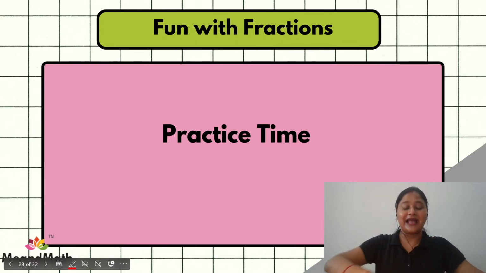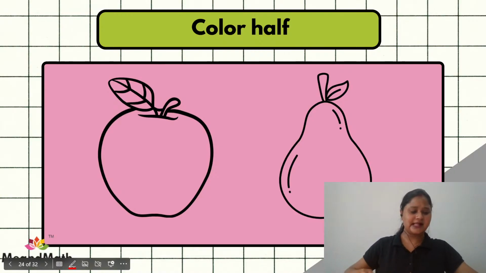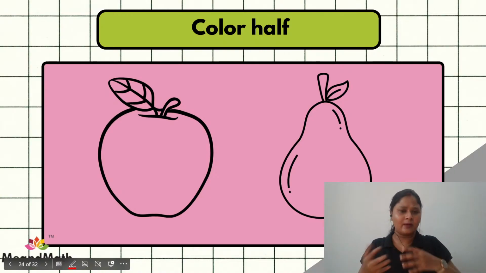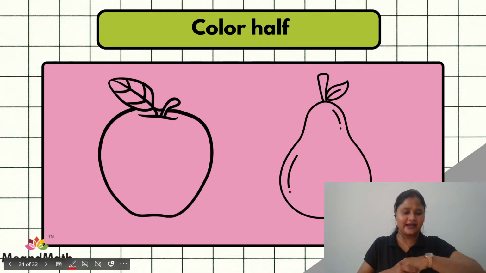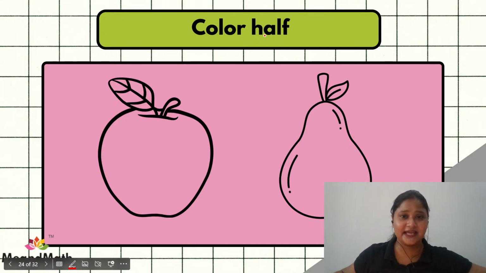Okay. Now practice time. So take a pencil and a copy or a paper which is lying next to you, and I'm here with the question. Okay. Question is saying color half. What is this? An apple?